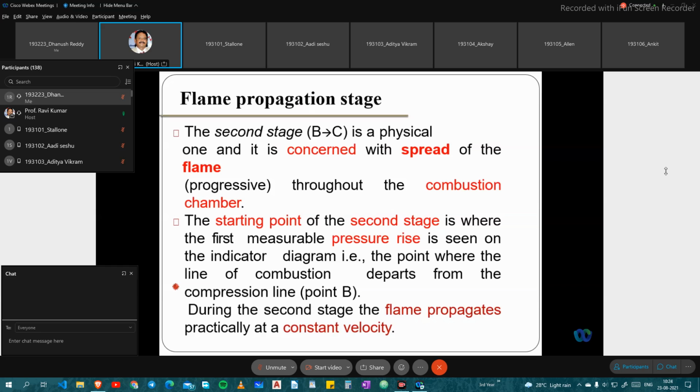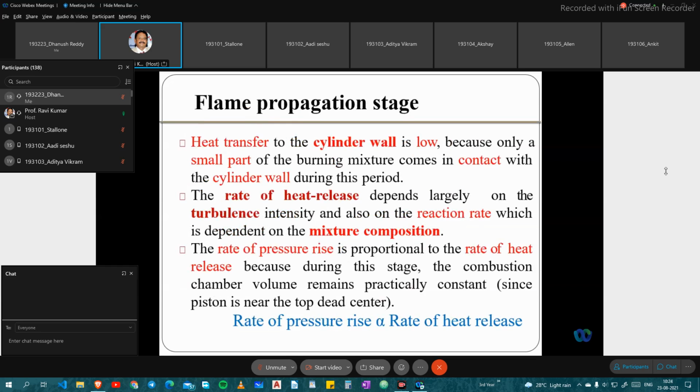During the second stage, the flame propagates practically at a constant velocity. This is also very important. The flame propagation stage, this is the third stage, describes how the flame will be propagated inside. Heat transfer to the cylinder walls is low because only a small part of the burning mixture comes into contact with the cylinder wall during this period. Initially, the heat transfer rate is very low.